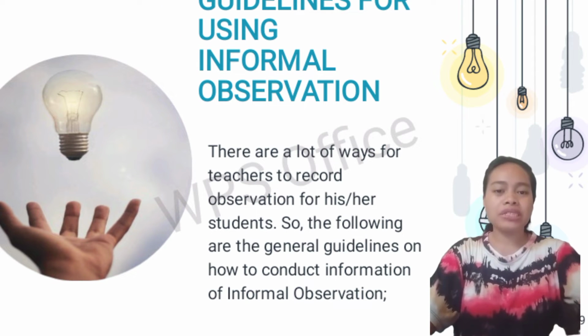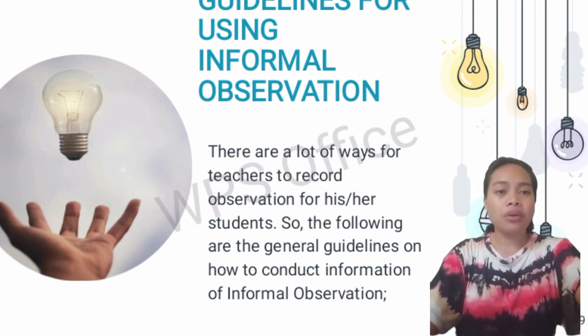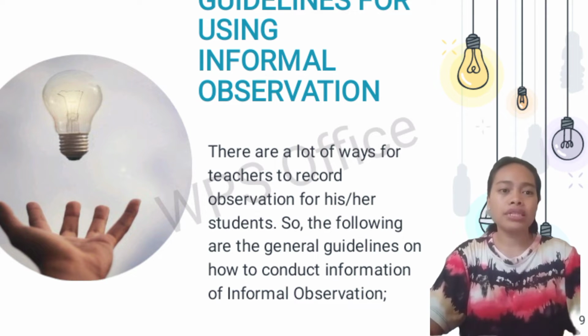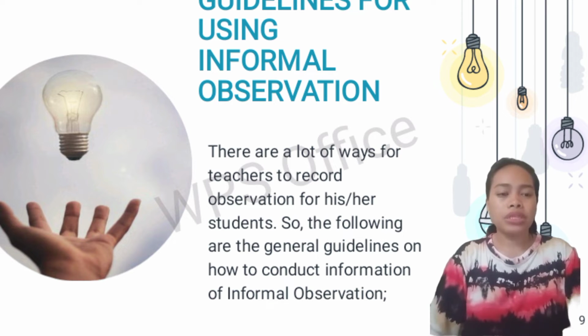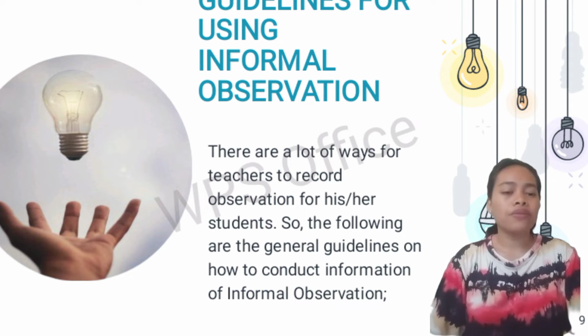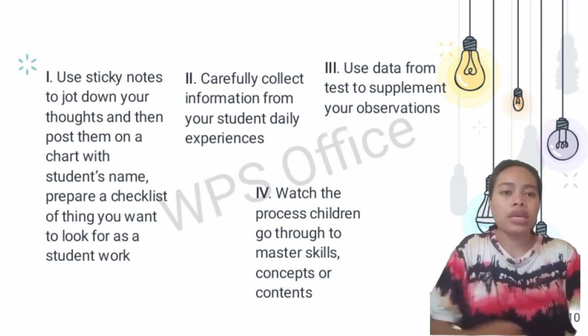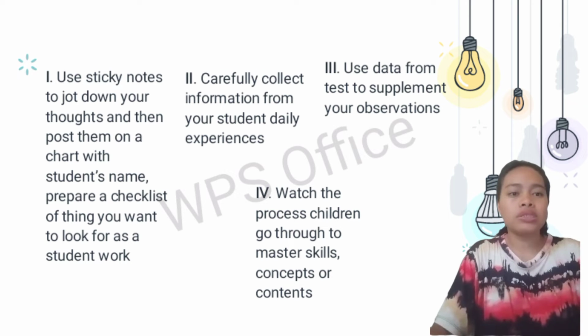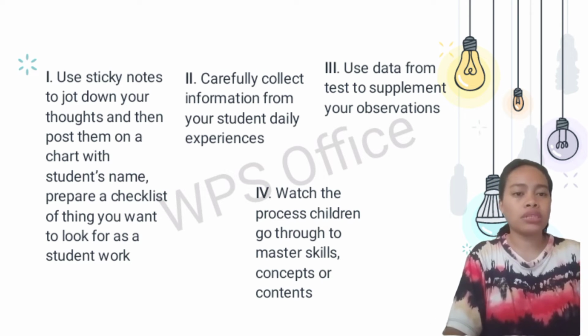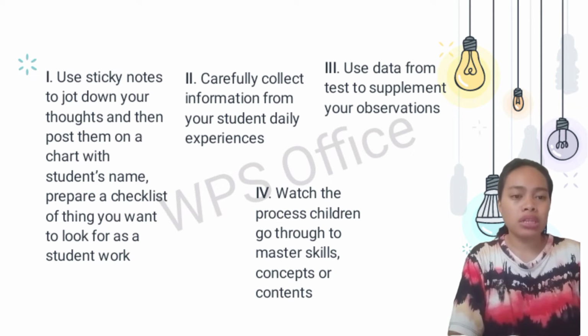Good day everyone, I'm Christine, and for these slides, I'm going to tackle the guidelines for using informal observation. There are a lot of ways for teachers to record observations for their students. The following are the general guidelines on how to conduct informal observation. First, use sticky notes to jot down your thoughts and then post them on a chart with the student's name. Prepare a checklist of things you want to look for as students work.